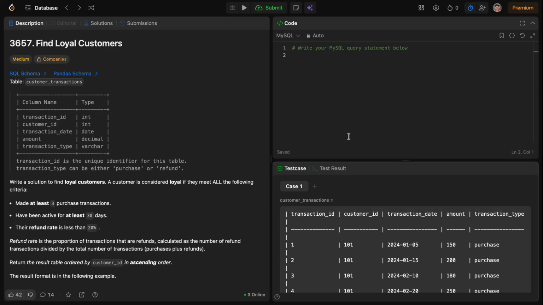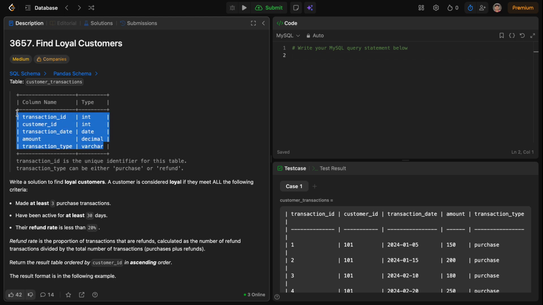Today another question from the MySQL series, a medium level question. We have to find the loyal customers. We have a single table, customer transactions, which contains the transaction ID, customer ID, transaction date, amount, and the type of transaction.